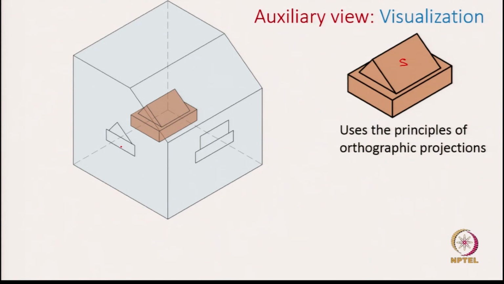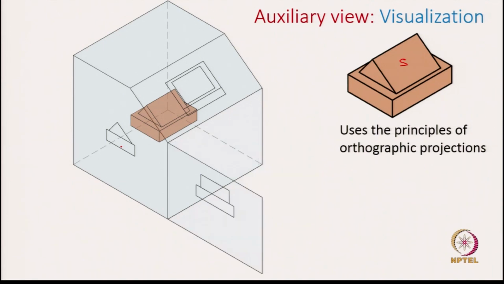But now let us focus on how we capture the auxiliary view. We already have an auxiliary plane which is parallel to the surface of interest. We just need to use the projectors, and using these projectors we draw the auxiliary view. Once we draw the auxiliary view, the next thing is to open the box such that all views are on a single plane. So, first let us open the side view and then let us open the auxiliary view.